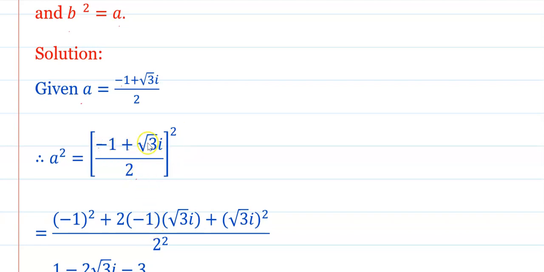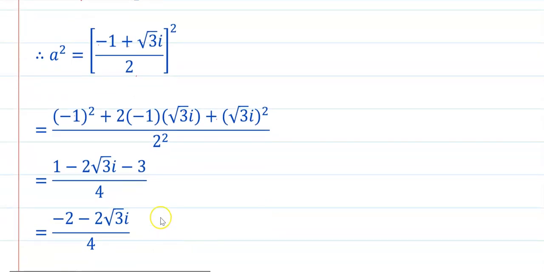Now minus 1 plus root 3i whole square means what? Minus 1 square plus 2 into minus 1 into root 3i plus root 3i bracket square upon 2 square, means what? You are getting the 4. Minus 1 square 1 आणि याचा मल्टिप्लिकेशन किती येणार? Minus 2 root 3i. Root 3i bracket square means what? Minus 3. 1 minus 3 you are getting the minus 2. Minus 2 root 3i upon 4.